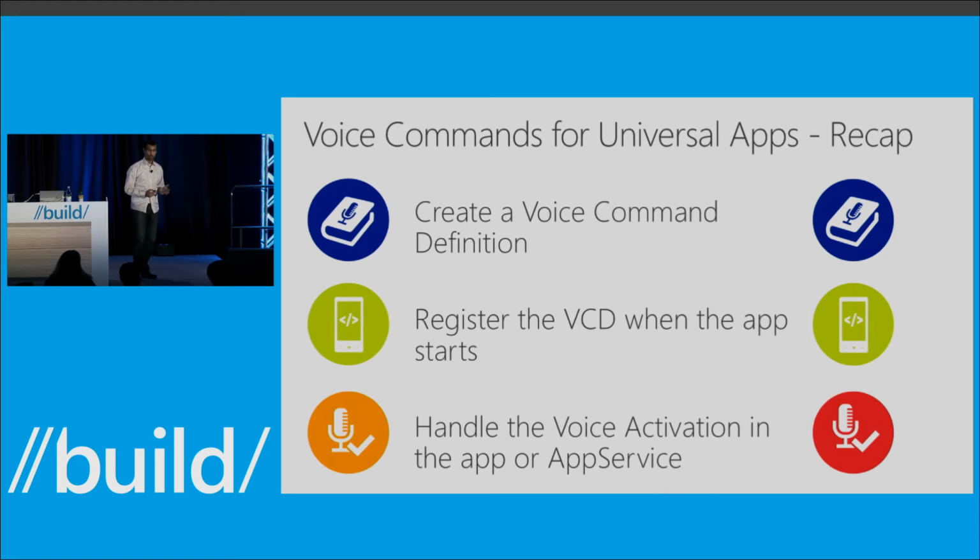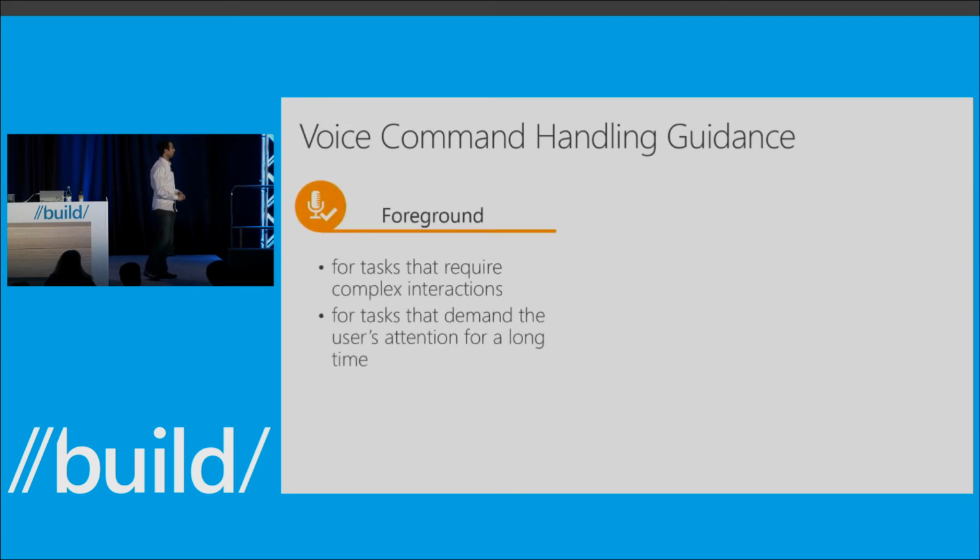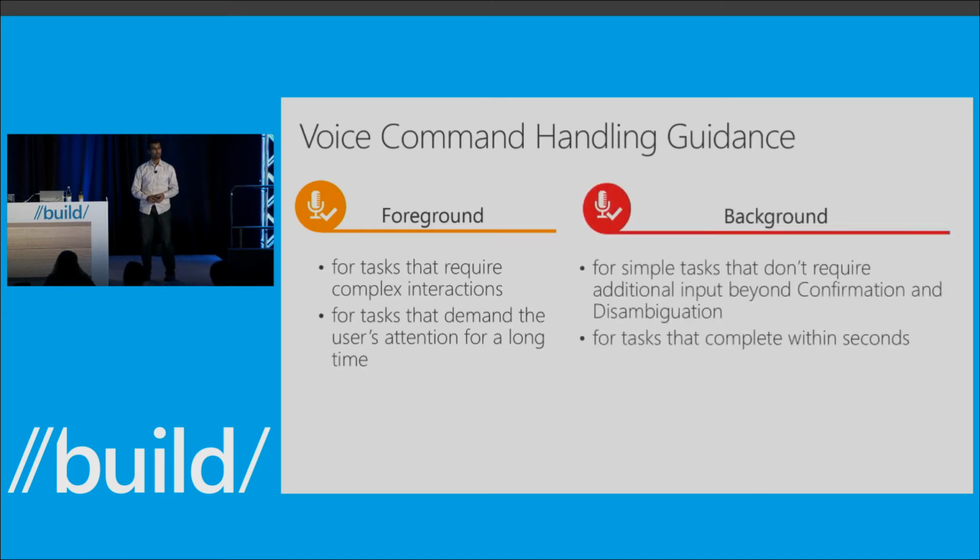So as a recap, a 3-step process: create the voice command definition file, register it, and then handle it, whether it's through foreground activation or background activation in a background task. How do you select which one? For complex tasks and long-running operations, we recommend that you do foreground activation, which you saw earlier in this presentation. But for one-shot questions and answers, or for tasks that don't take very long and you don't need much information from the user beyond confirmation and disambiguation, we recommend that you use background voice command handling.